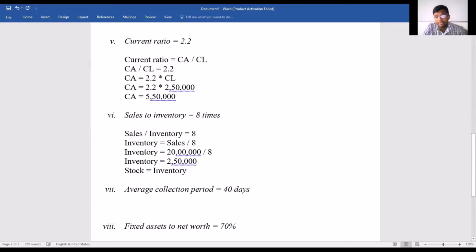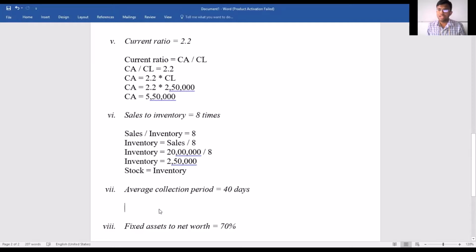Now, the next information that has been given to us is the average collection period, which is 40 days. What is meant by average collection period? It refers to the time frame within which you are able to collect back your money from credit sales. If you're carrying any kind of credit sales, this gives you a measure of how quickly the money is coming back to you.